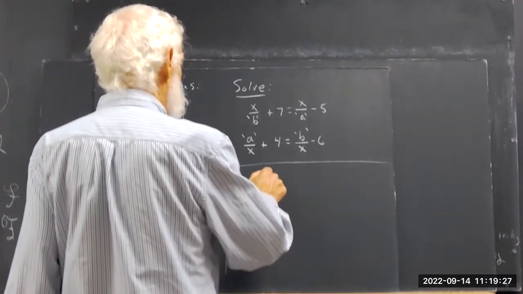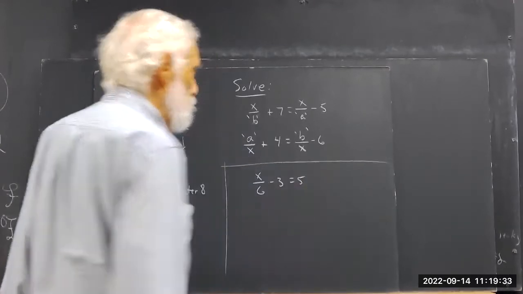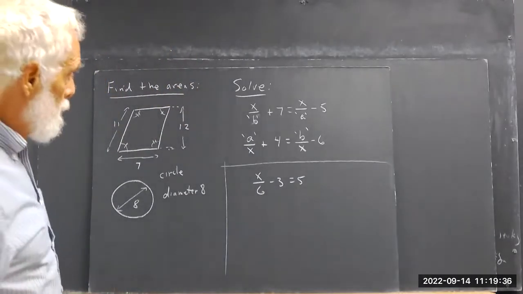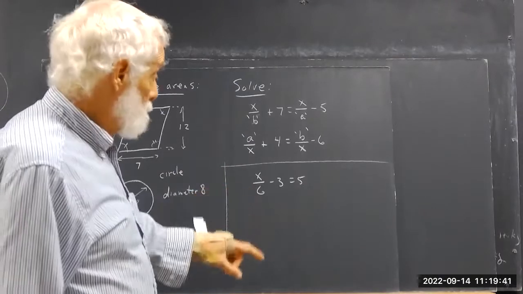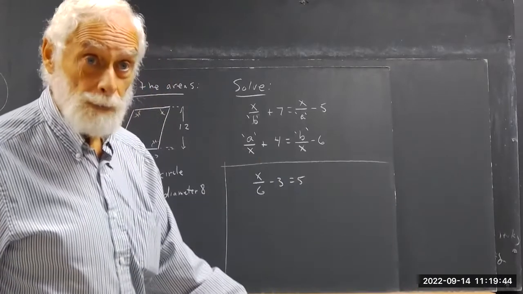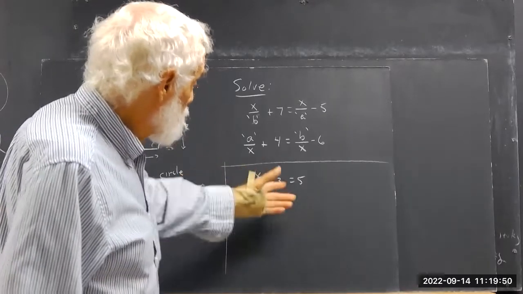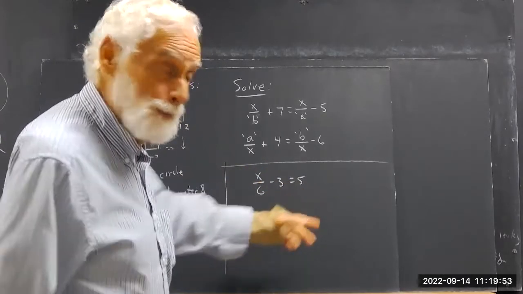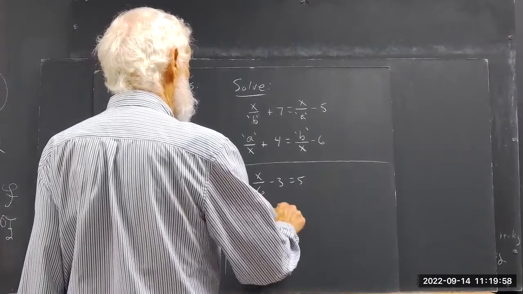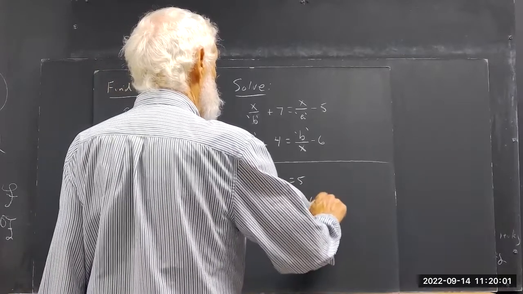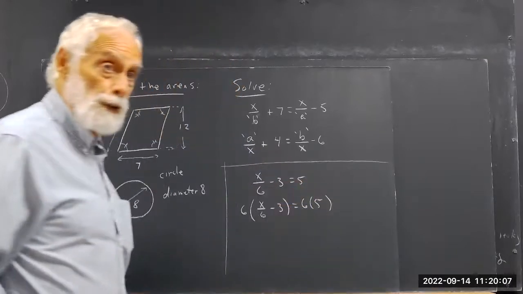Okay, so let's say I've just got a simple equation like x over 6 minus 3 equals 5. Now, I multiply both sides by 6. It doesn't mean I multiply this by 6 and don't multiply anything else by 6, because that would change the whole equation. I multiply this side by 6, and I multiply this side by 6. So I write out 6 multiplied by (x over 6 minus 3) equals 6 multiplied by 5. 6 parentheses everything in this side, 6 parentheses everything in this side.